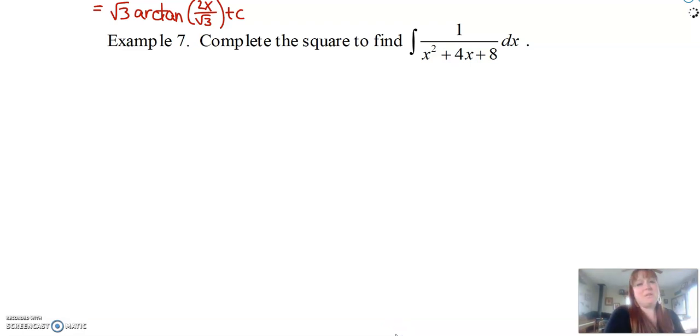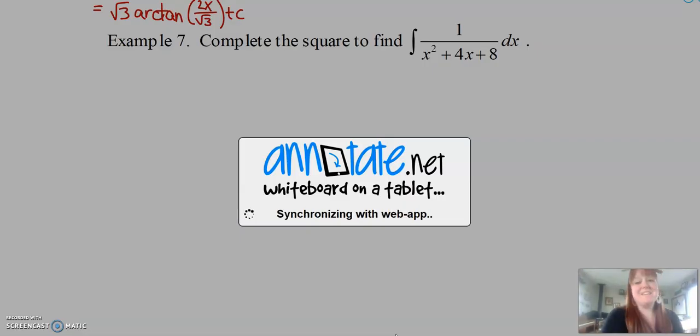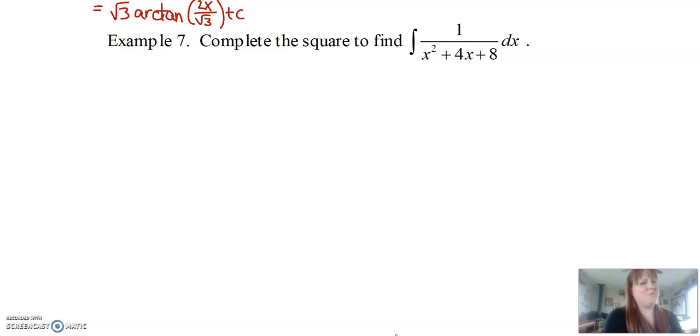Our last one uses completing the square. What? That's like forever ago, if you even learned it. So completing the square basically is what we're trying to do. This is not a perfect square right now.